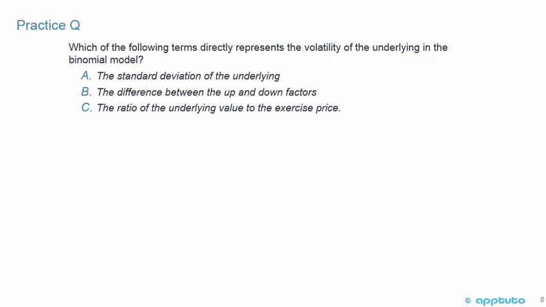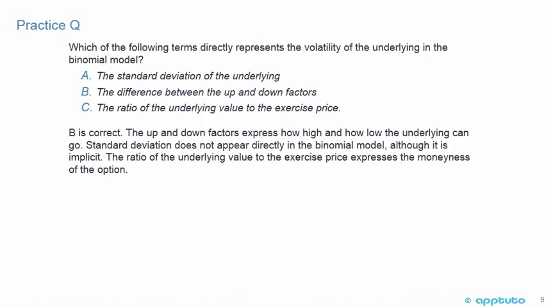So the first practice question here: which of the following terms directly represents the volatility of the underlying in the binomial model? A, the standard deviation of the underlying, B, the difference between the up and down factors, or C, the ratio of the underlying value to the exercise price? The correct answer is B.